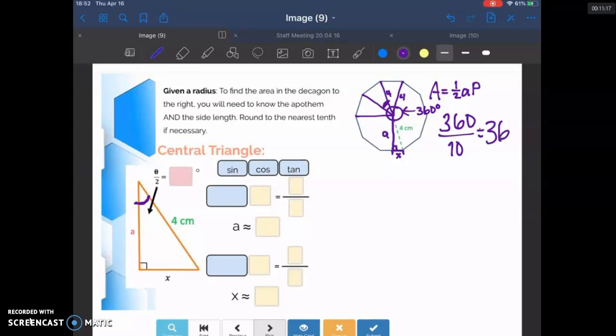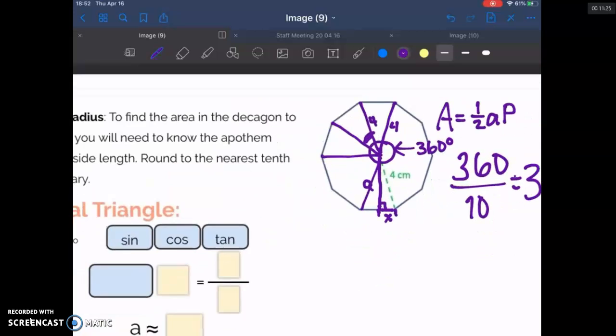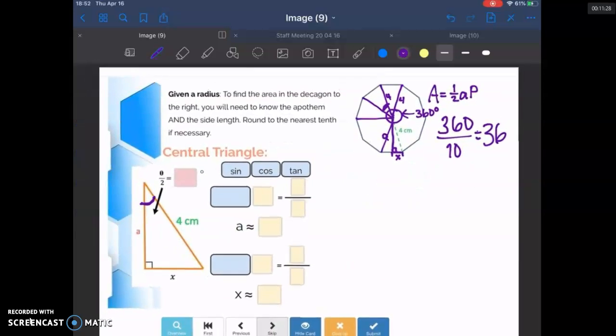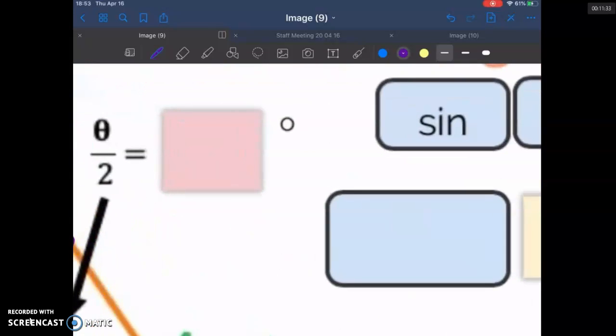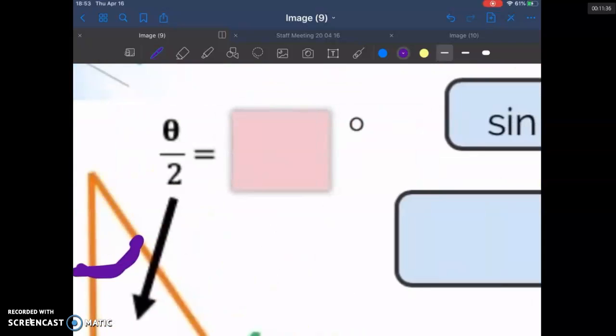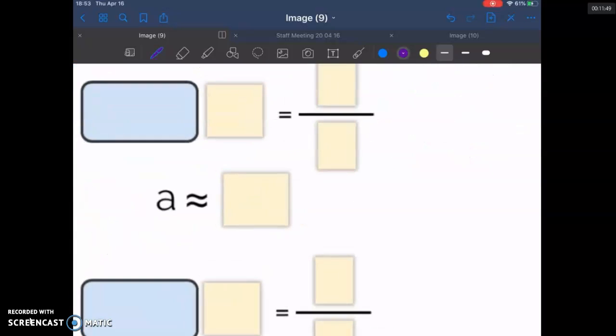Then we want just half of that, because we divided that original triangle in half with our apothem. So we actually want half of 36. This half angle right here is 36 divided by 2, which is 18 degrees. So we know that's 18 degrees there, which means we're going to do some trig, and we're going to use the 18-degree angle in both cases.